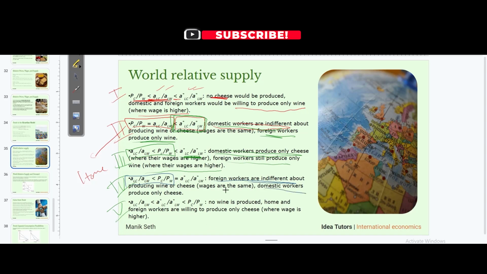Next case: opportunity cost in the domestic market is less than the opportunity cost in the foreign market, and it is less than the relative price. So nobody is producing wine, everybody is producing cheese. These are the cases. The same thing is repeated multiple times.